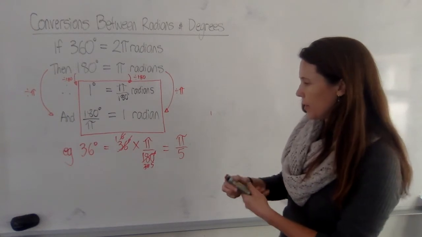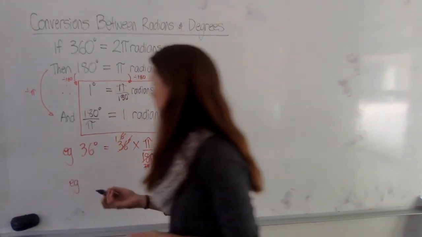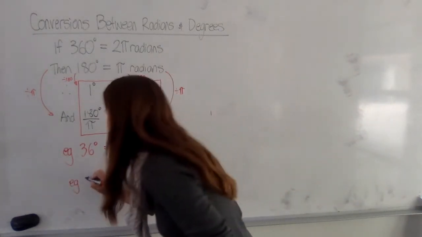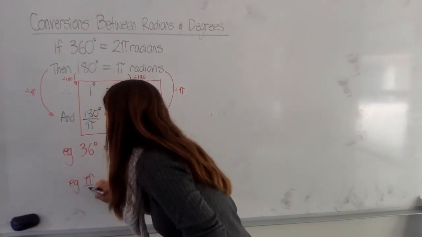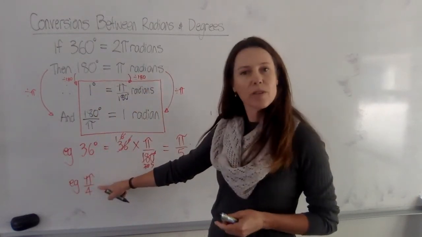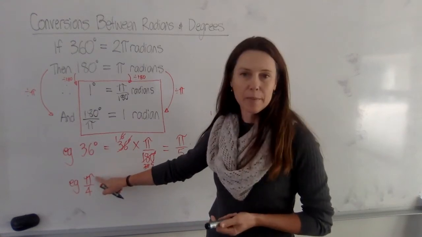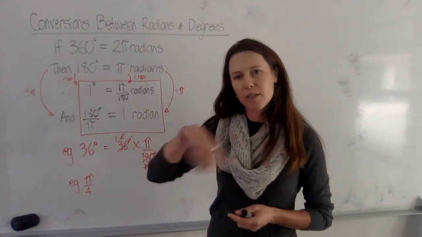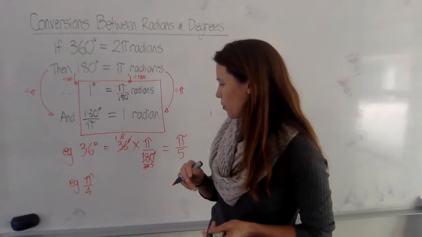Going the other way, let's say we're given some radians. Perhaps we have a number like pi on 4. Now you'll notice that angle sizes in radians often have pi in them, and that's because pi is so central to how radians are calculated in the first place.